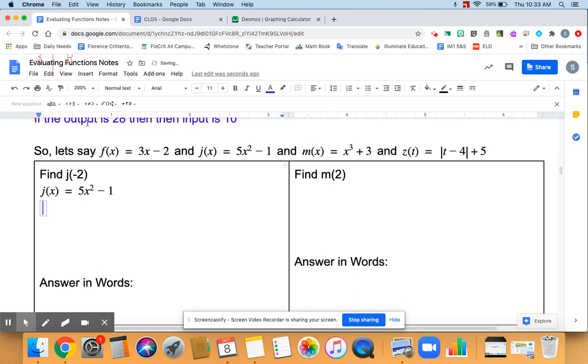And this time, instead of j of x, it's j of negative 2. Which means instead of x, I'm going to plug in what? Negative 2. And then I still have my parentheses being squared because the x is getting squared. And then I still have the minus 1.